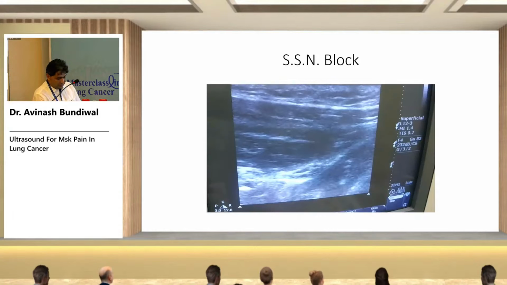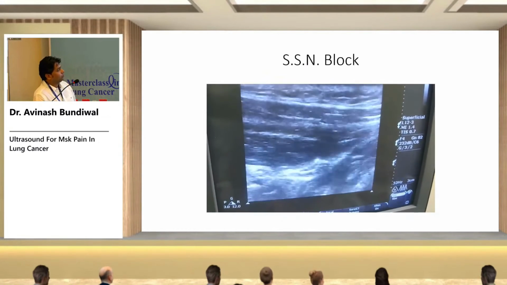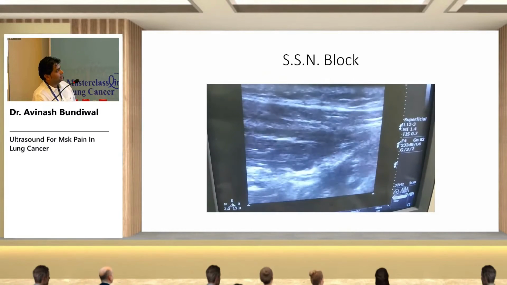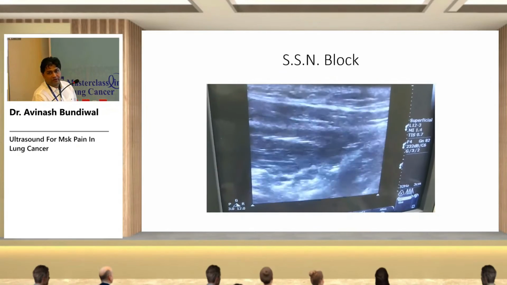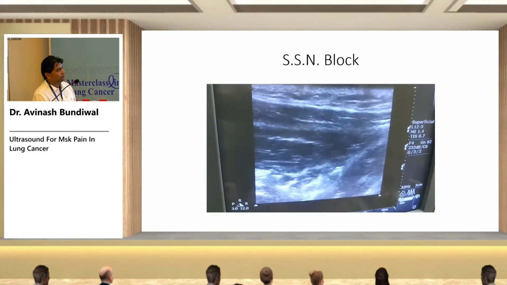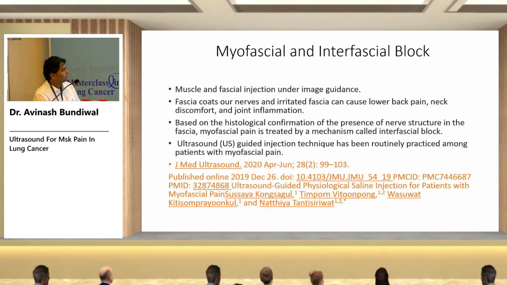So this is again a block in one of my patients. Here you can see the out of plane approach. You can see the needle here. You can see the drug spread, drug spread where you want to spread it. Okay, so 5 to 6 ml volume is very much enough for this block if you are at the right place. So myofascial and interfascial block, especially under USG guidance.